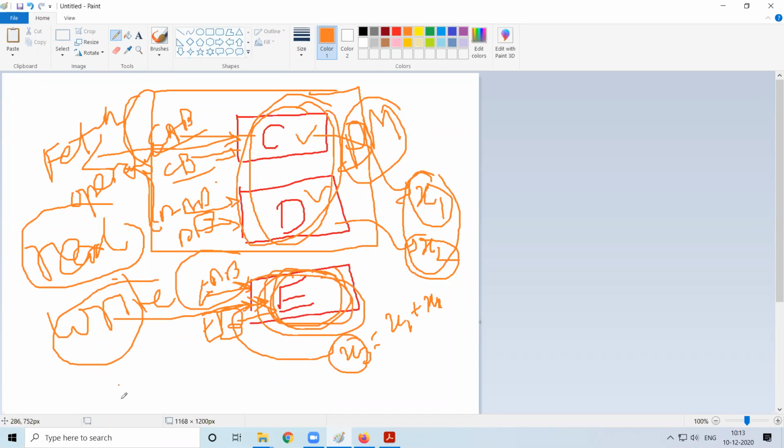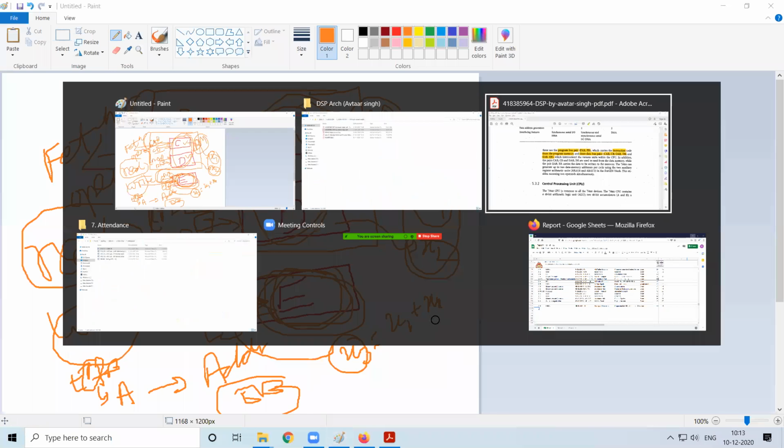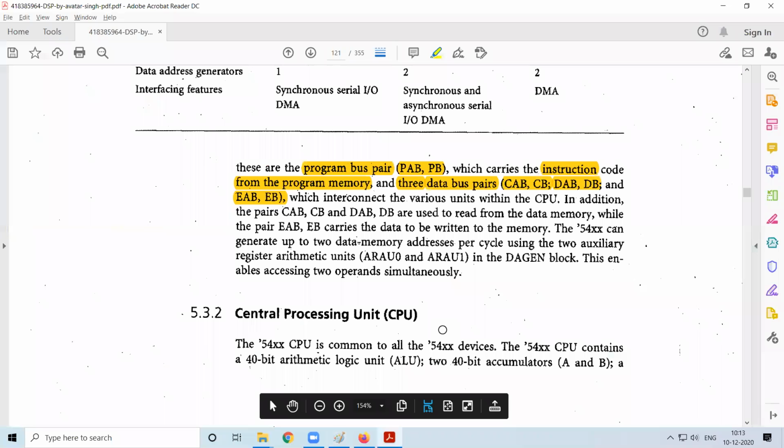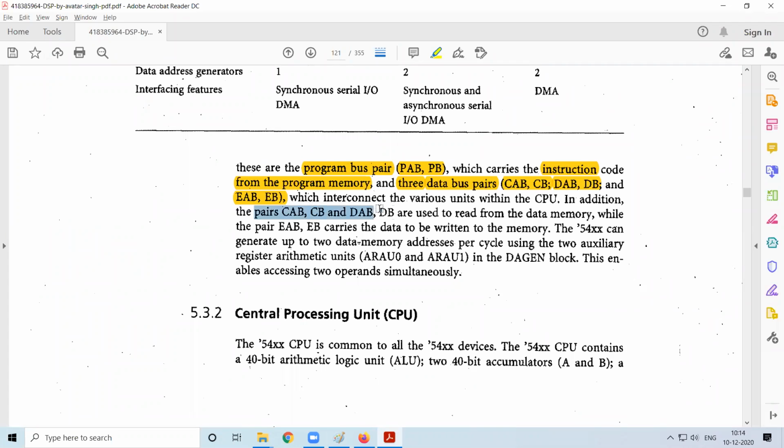Again, remember what A stands for in these cases. In EAB and the others, A stands for the address, and if I specify EB, it is only for the data. So this is how the buses are utilized in the bus architecture. That is what is specified here. The pairs CAB and CB are used to read data from the memory, which is what was specified in the previous slide.